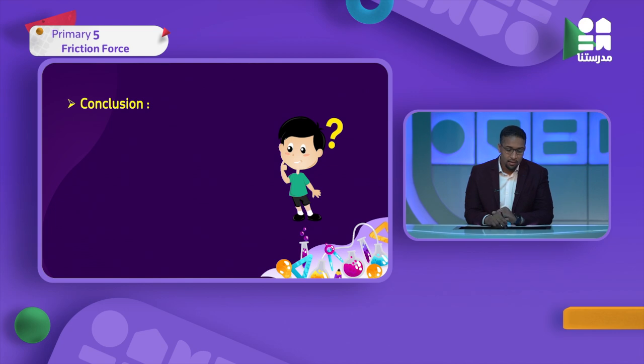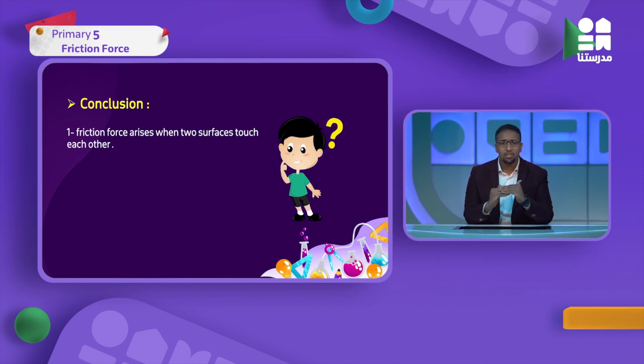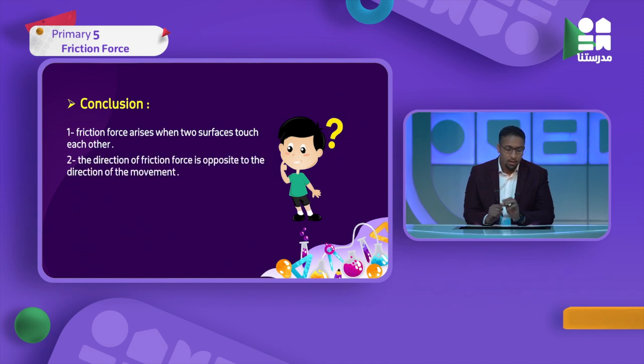So what do we have in this conclusion? First, friction force arises when 2 objects or 2 surfaces touch each other. The direction of friction force is opposite to the direction of movement. If we move the object toward the right, the friction force will act onto the left side.